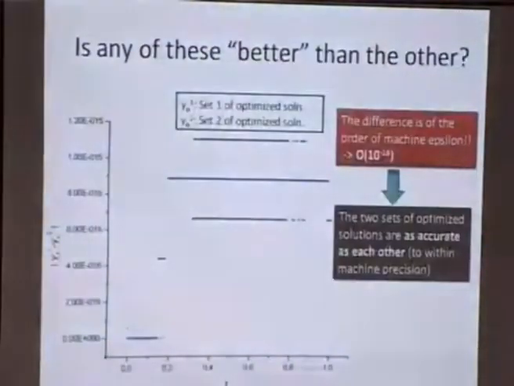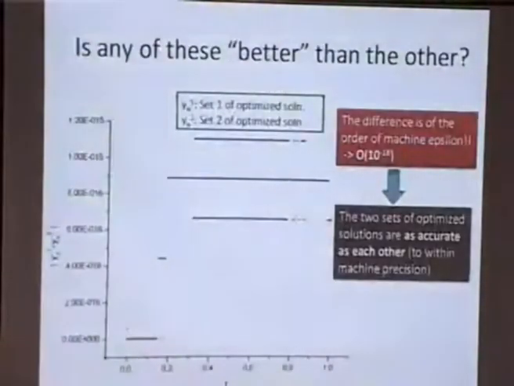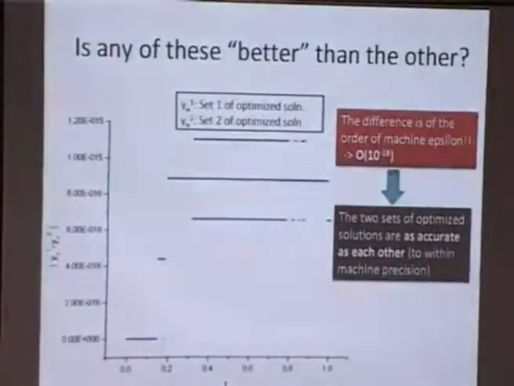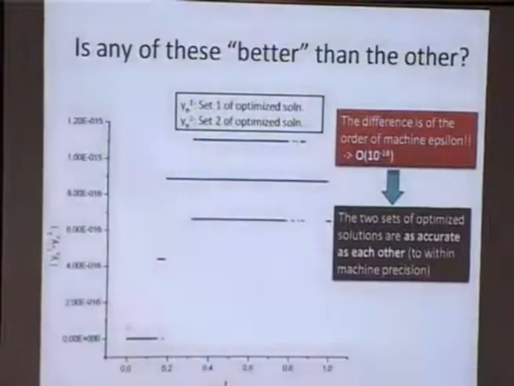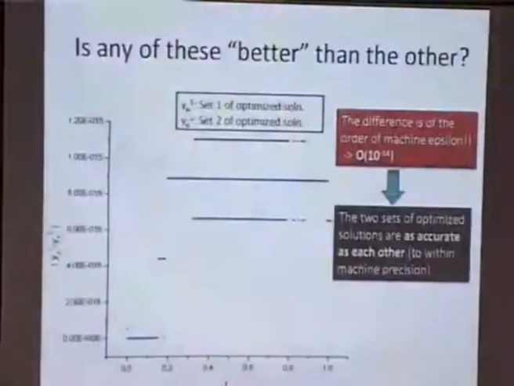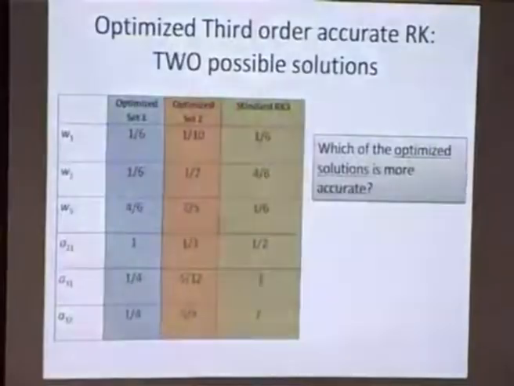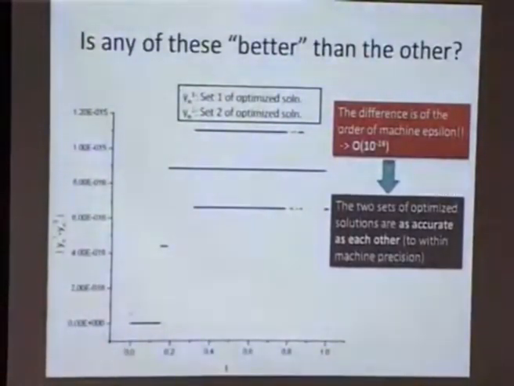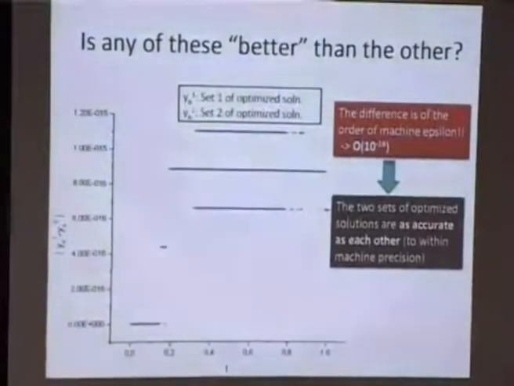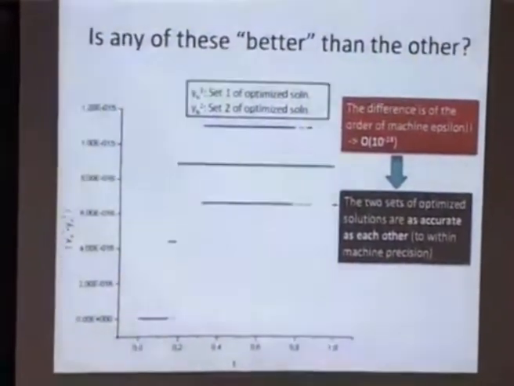So this is the question I asked here: which of the two optimized solutions is more accurate, if at all? What I've done here is plotted the absolute value of the difference of YN1 and YN2, where YN1 is the numerical solution obtained from the first set of solution, that is W1 equals 1/6 and so on, and YN2 is the numerical solution obtained from the second set of constants, which is 1 by 10, 1 by 2, 2 by 5 and so on. And I plotted it as a function of t, which is the independent variable. This plot is for a step size of 10 power minus 4, which means I've taken 10,000 steps and seen how the absolute value of the error between the two numerically optimized solutions varies with the independent variable.